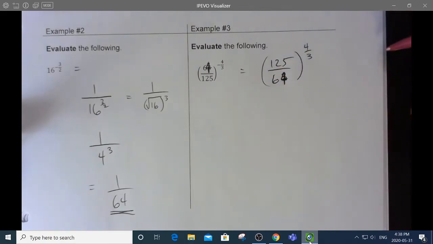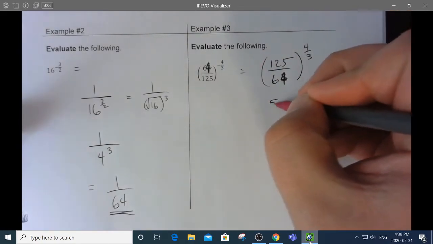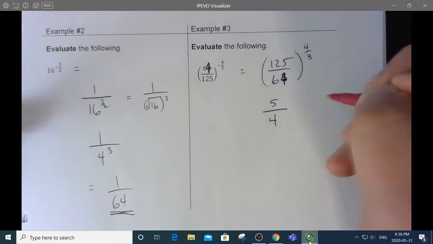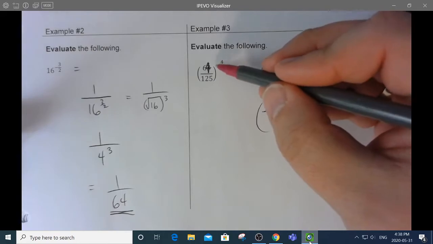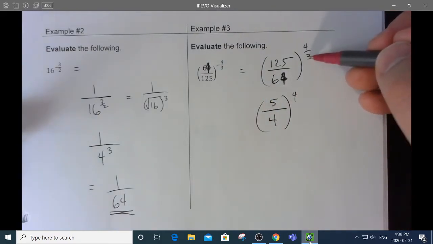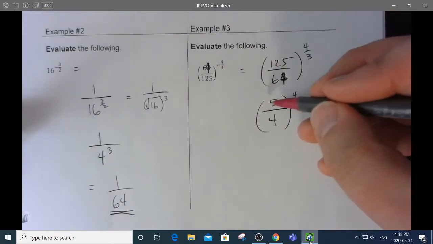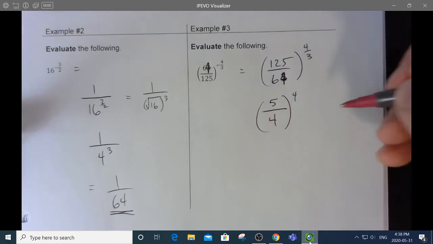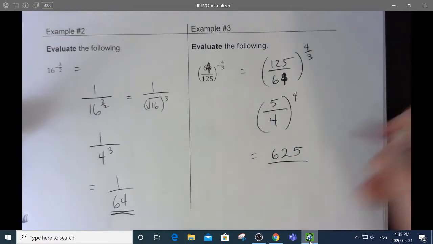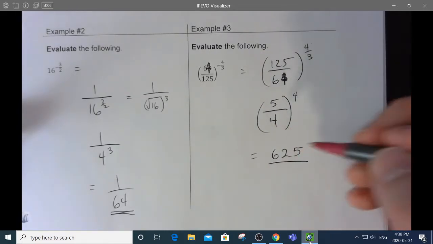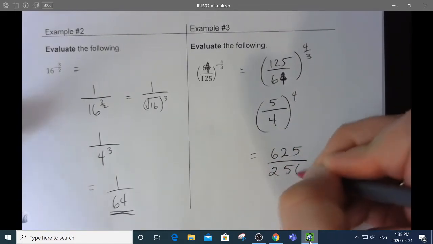Now I'd like the cube root of this thing, which is going to be 5 over 4. And then I take it to the power of 4. So first I used the negative, then I used the third, now I'm using the 4. And 5 to the power of 4 is 5 times 5 times 5 times 5, which is 25 times 25, which is 625. And 4 times 4 times 4 times 4 is 16 times 16, which is 256.